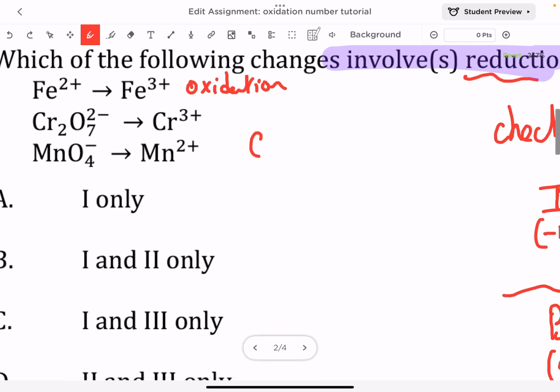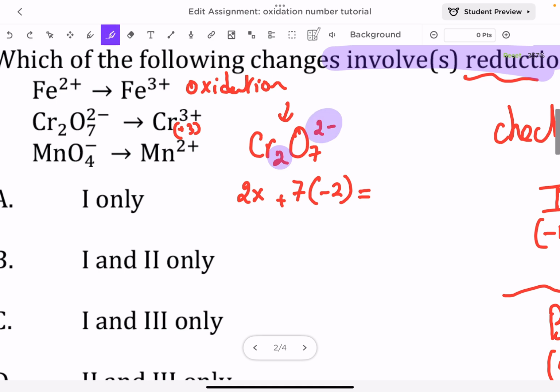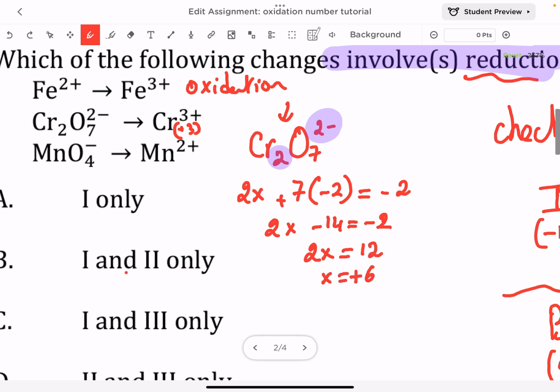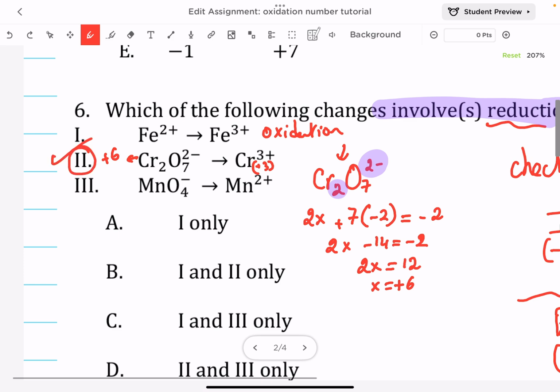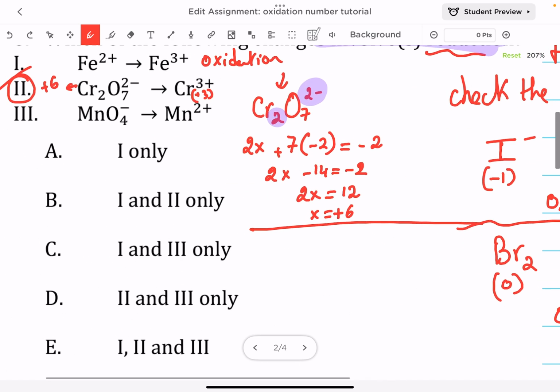Now, Cr2O7 2 minus to Cr3 plus. So let's find out the oxidation number of Cr in Cr2O7. This one is positive 3, I can see the charge, but this one, I need to solve it. So 2x, since I don't know the Cr. And why 2x? Because here I have a 2. Plus, I have 7 oxygen, and the rule tells me that O is negative 2. This time, I'm not going to say equal to 0 because there's a charge on this polyatomic ion. So 2x minus 14 equals negative 2. 2x equals 12. X is positive 6. So this Cr is positive 6 and it dropped to positive 3. So this got reduced.